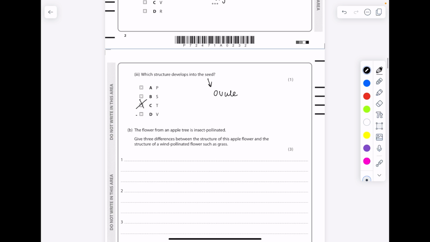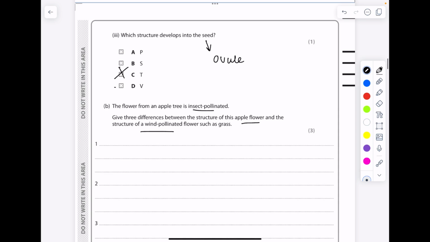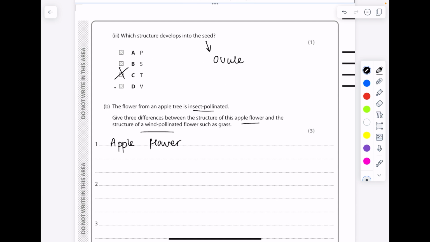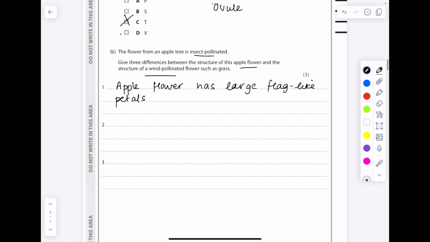The flower from an apple tree is insect pollinated. Give 3 differences between the structure of this apple flower and the structure of a wind pollinated flower such as grass. So we'll start by saying that the apple flower has large flag-like petals. Remember, that's to attract the insect. The apple flower has colourful petals, again, to attract the insect.